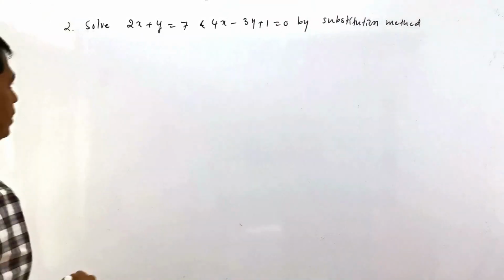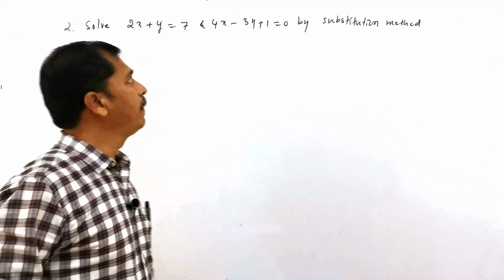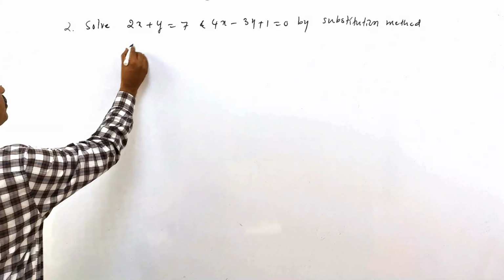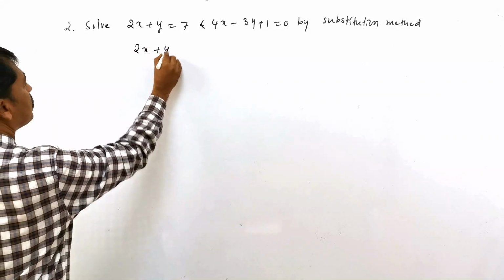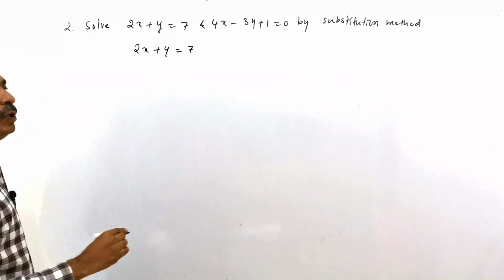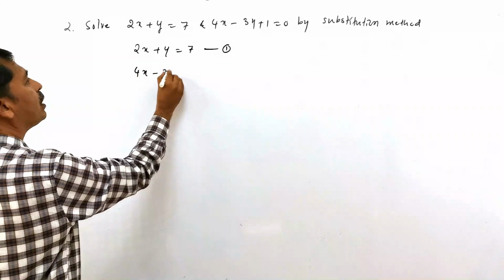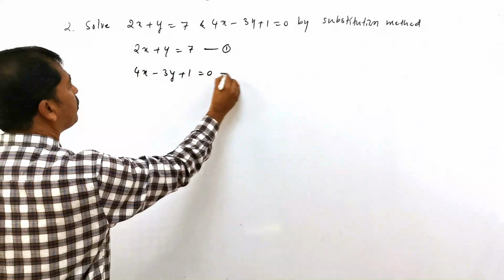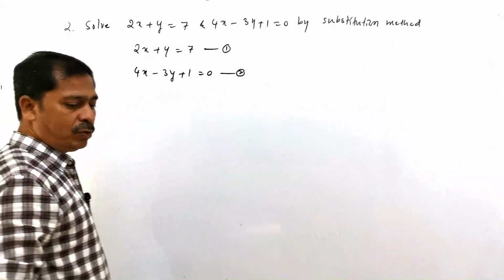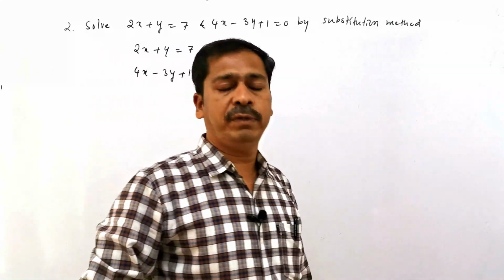Now let us take an example for the substitution method. Here they have given two equations. First equation is 2x plus y is equal to 7. I would like to call this equation number 1. And the second equation is 4x minus 3y plus 1 is equal to 0. This is the second equation. The question is to solve these two equations by the substitution method.